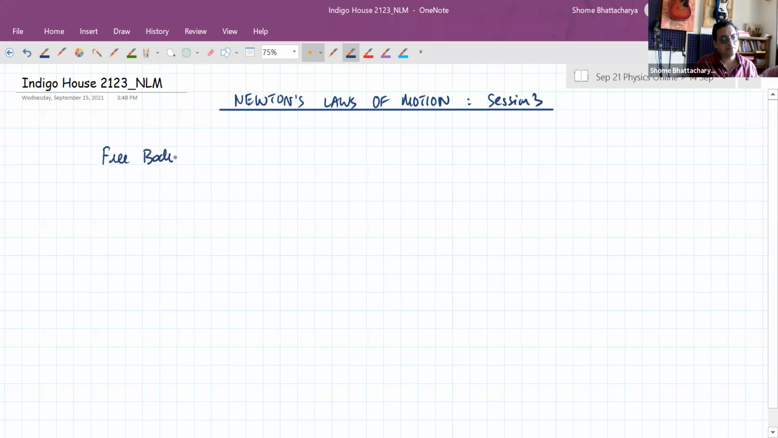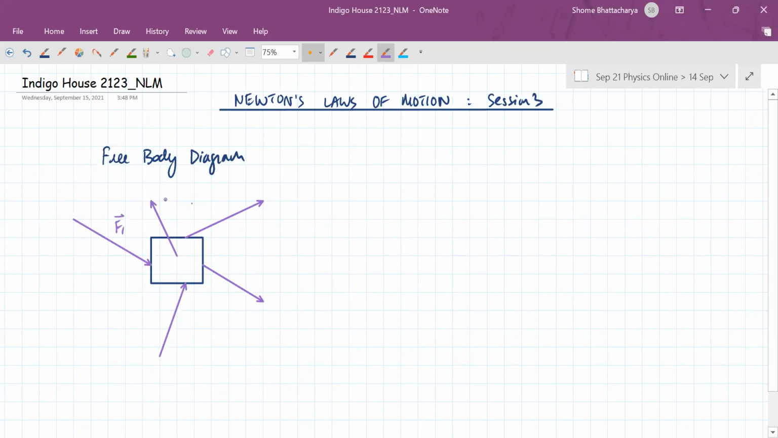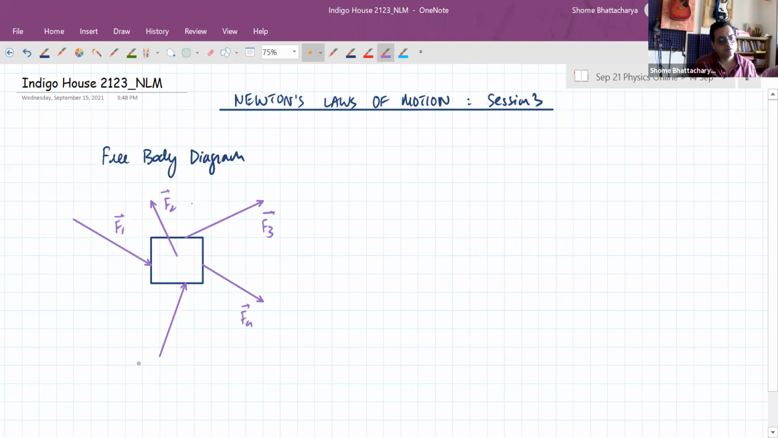So in the free body diagram method, what we had seen is that on a certain object, there are a number of forces acting. I'm just drawing an arbitrary situation here, not any specific case. Suppose we have any number of forces acting on a body, and the body is, let's say, having an acceleration as a result of that in a particular direction.